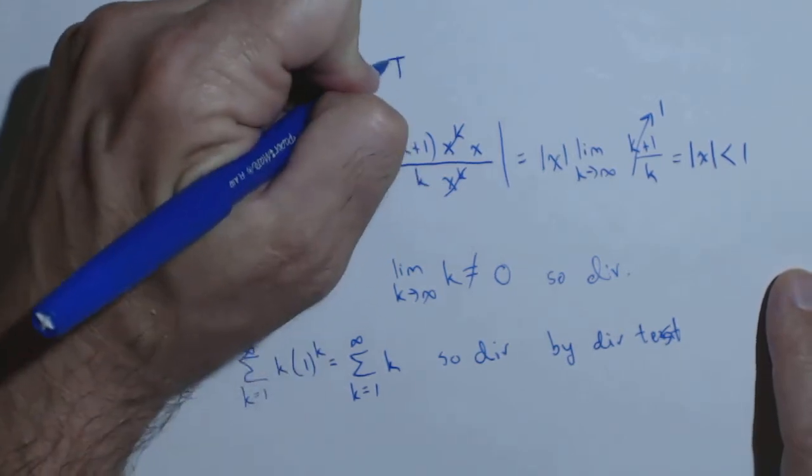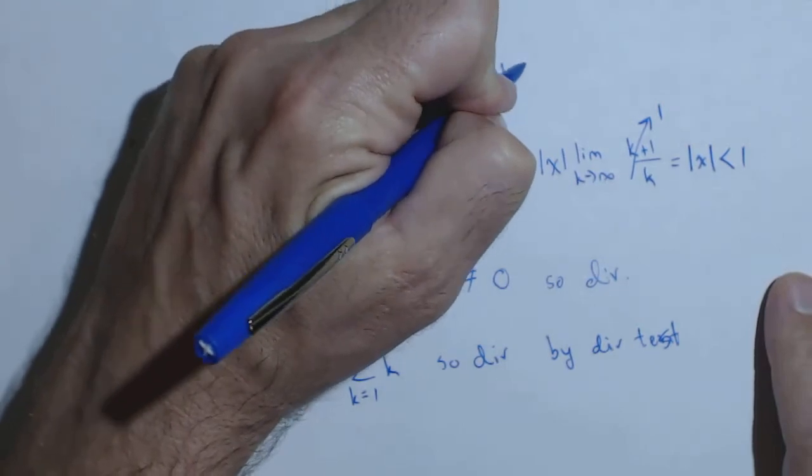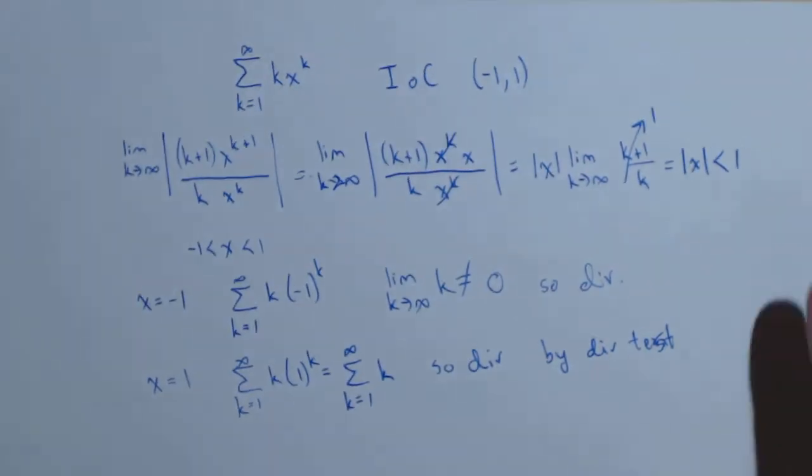So our interval of convergence for this particular series is -1 to 1, not including either endpoint.